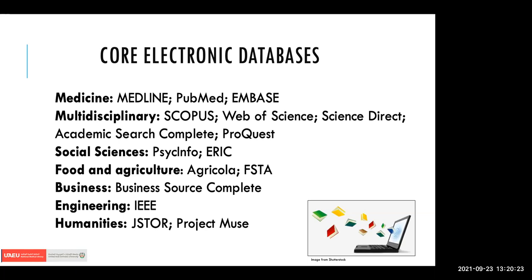Social sciences: PsycInfo for psychology and psychiatry, ERIC for education. In food and agriculture, we have, for example, Agricola and FSTA, and we have Business Source Complete for business, IEEE for engineering, JSTOR and Project Muse for humanities. So it depends on what topic you're searching.